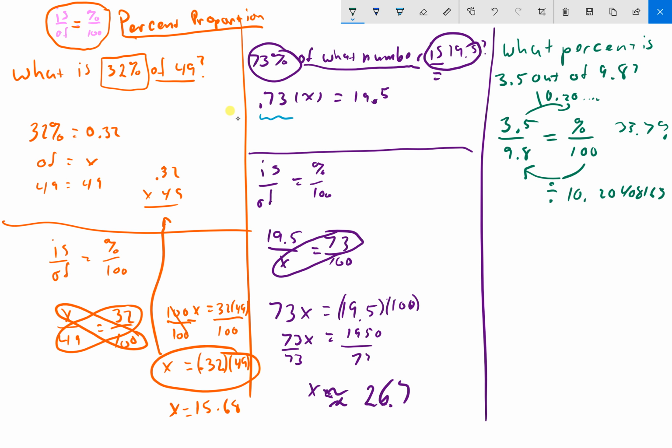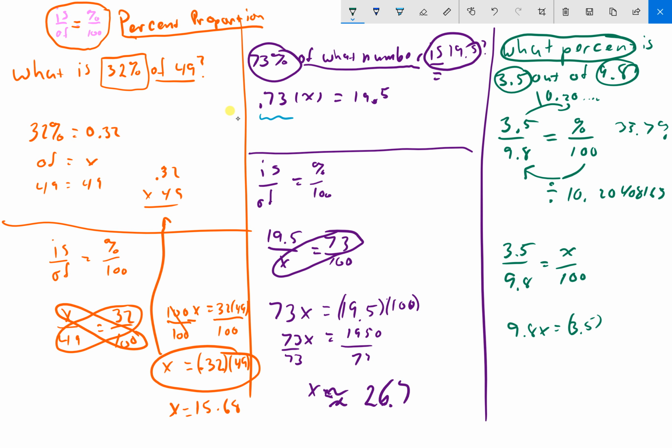But once again, using the is over of, 3.5, what percent? So I'm looking for my percent. Is 3.5, so that's my is, 3.5 out of 9.8 equals, and like I said, I'm looking for my percent, so I set it up like this. I get 9.8x equals 3.5 times 100. 9.8x equals 350. You just should know that since you have two zeros, you're going to move your decimal twice. And now I'm going to divide by 9.8.